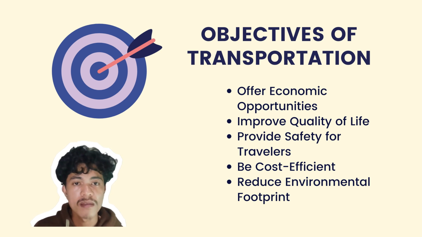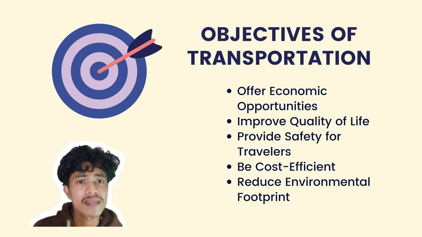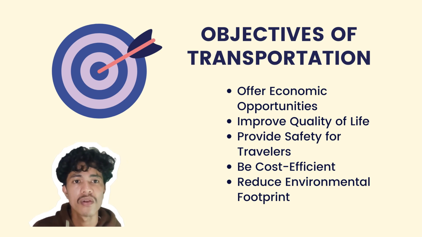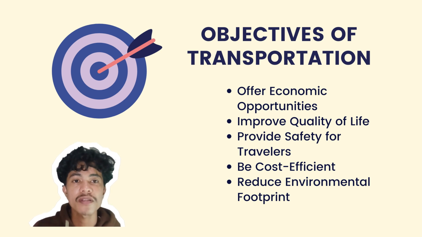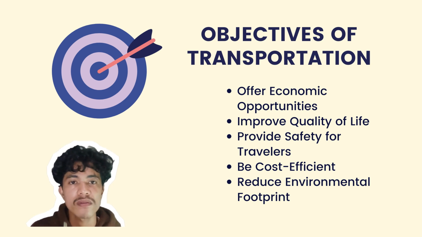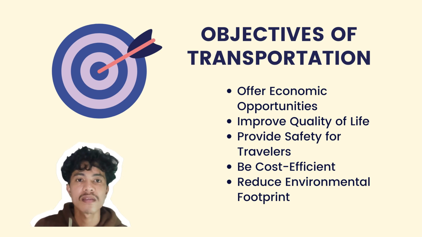Objective number 3, provide safety for travelers. Poorly planned and executed roads, railways, and other means of transit can result in serious injuries or death. At its heart, the transportation planning process is meant to keep the community safe as people get from point to point. So, objective number 4, be cost efficient.